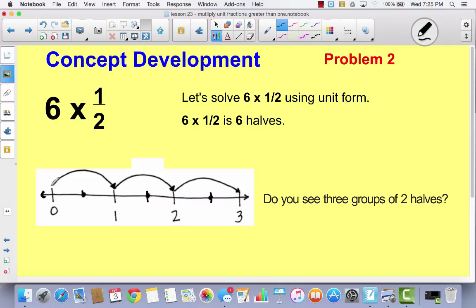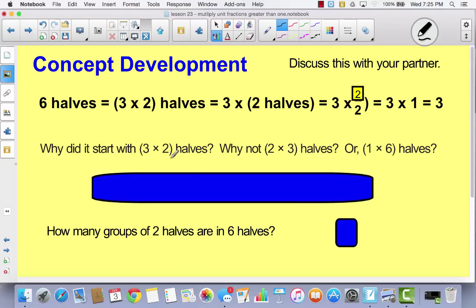And then we're going to show this would be 2 halves, 2 halves, 2 halves. So there are 3 groups of 2 halves. So 6 times 1 half is equal to 3. Now, I know this looks like a big mess here, but do not write this. Just look at this with me for a minute. So 6 halves is the same as 3 times 2 halves.